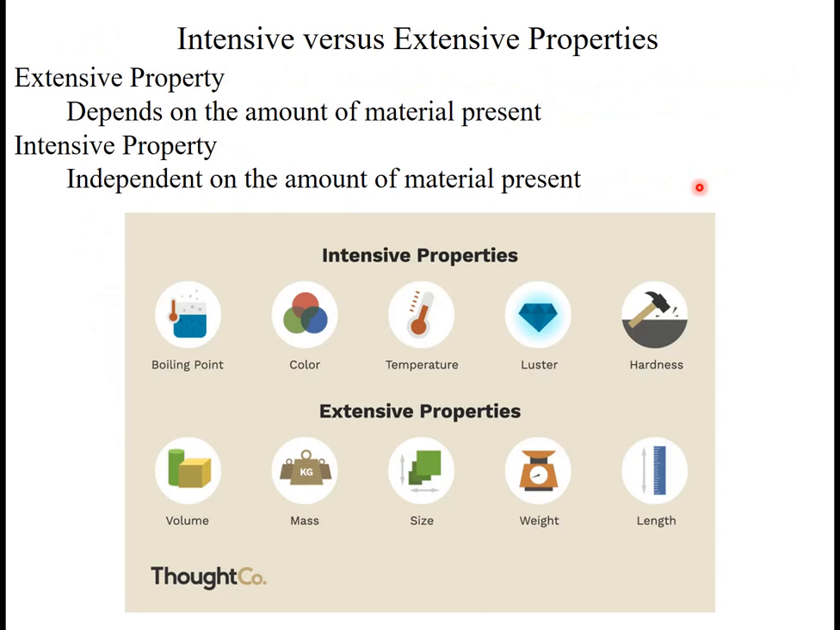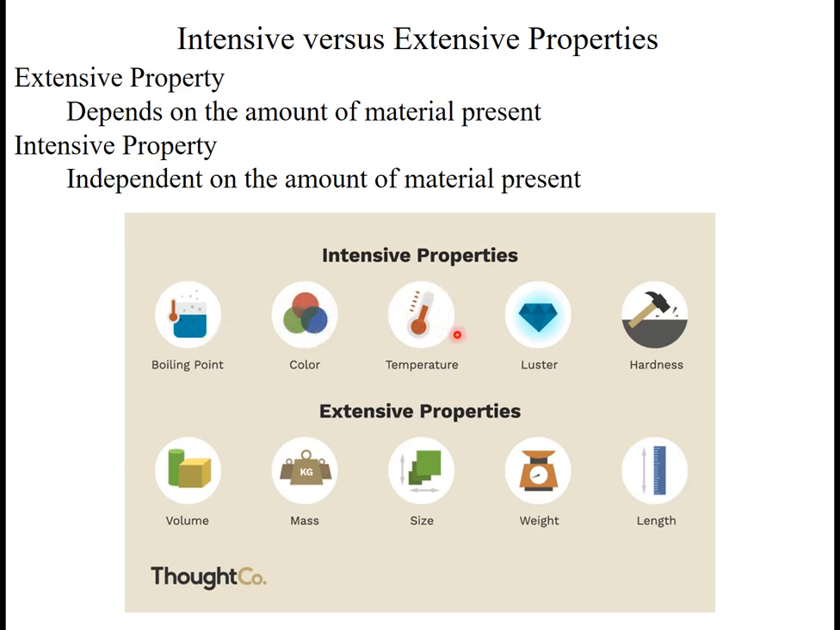Intensive versus extensive. Extensive depends on the amount of material, so that's going to be something like mass, volume, that type of thing. Intensive is independent of the amount of material. So intensive properties are boiling points. It doesn't matter if I have an ounce of water or a gallon of water, it boils at the same temperature. Color doesn't matter how much is there.